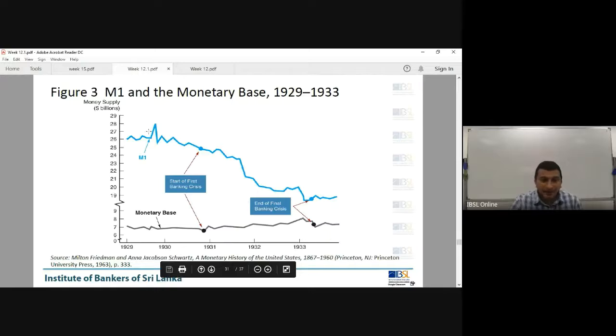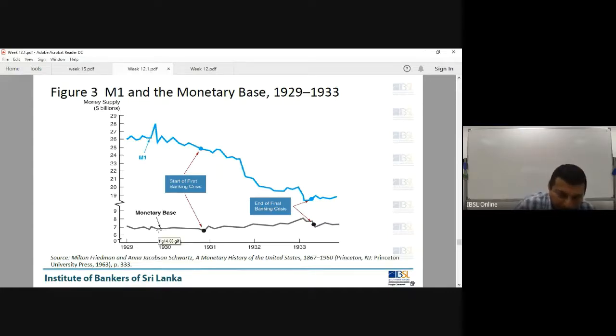And money supply is nothing but what? Small m multiplier times monetary base. Looks like it's 26 when monetary base was about 7. Making it to 26, it's almost like 4 times, isn't it? So the multiplier should be 4 during that period.